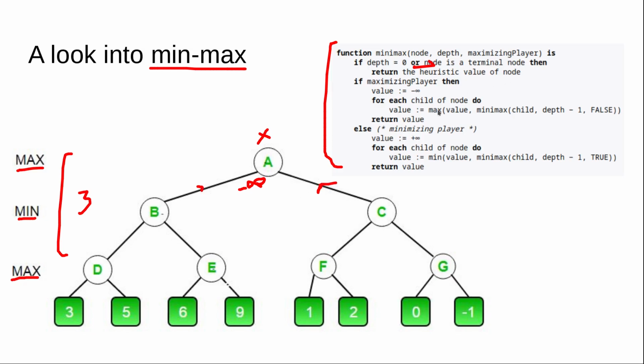For each child node, I'm going to make a recursion call. If it is moving in order from left to right, then the first call would be to node B, and then B would make a call to node D. So we are moving from here to over here.